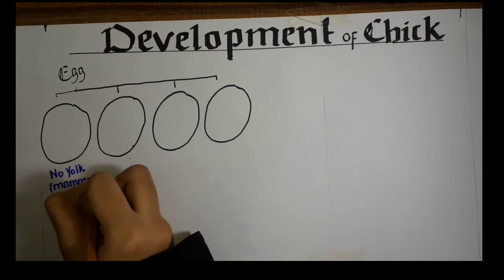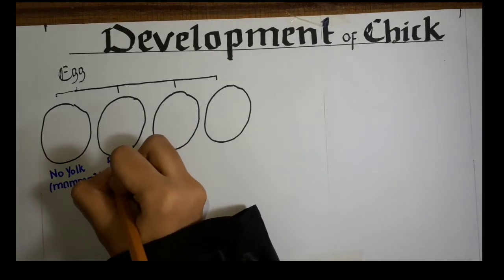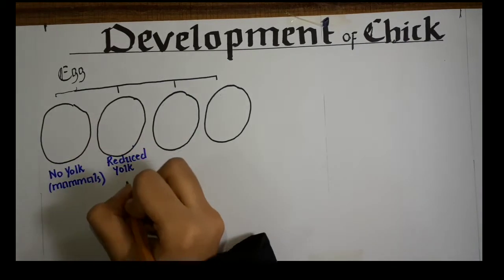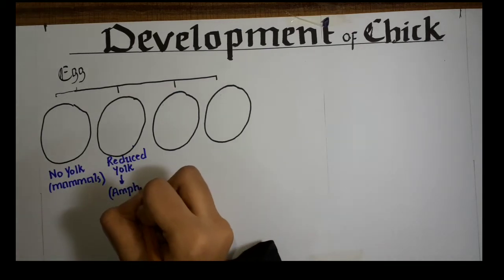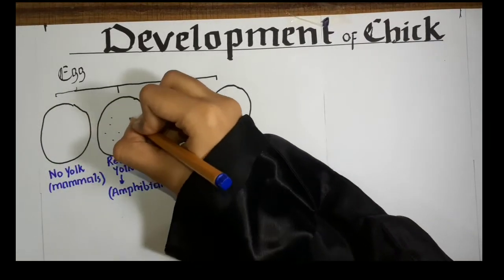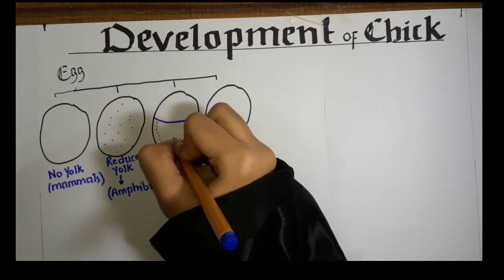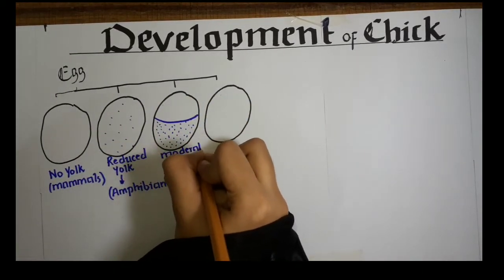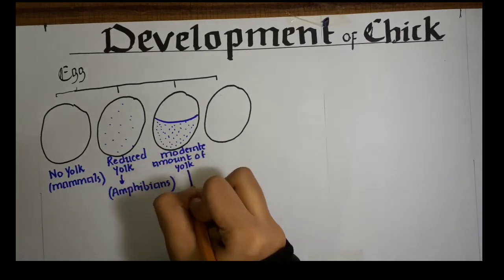The second one is the egg having a very reduced amount of yolk, and this type of egg is found in amphibians, especially the class of cephalochordates. Now let's move on to the third type, which is the egg having a moderate amount of yolk, not too less, not too more. It is moderate, meaning half of the egg is covered by the yolk and half of it is free of yolk, or it is protoplasm. So this type of egg is found in frogs.